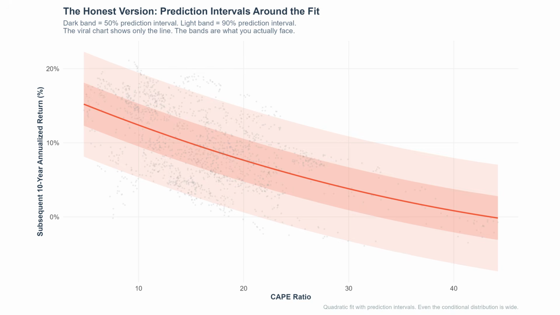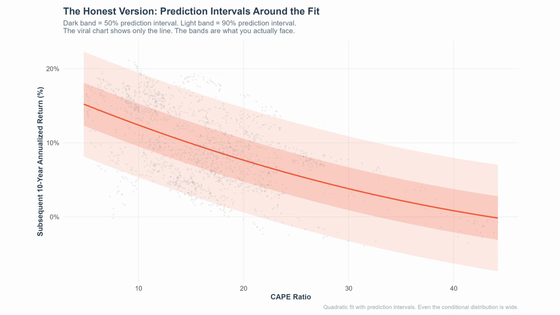Let's do it. We are moving into Act 3 of our deep dive here, the uncertainty. And this is where the rubber meets the road for anyone actually trying to use this chart to manage their retirement money. So the viral chart gives you a single absolute regression line. It is what statisticians call a point forecast. It implicitly tells the viewer, if the CAPE ratio is exactly 30 today, your expected return over the next decade is exactly 4% per year.